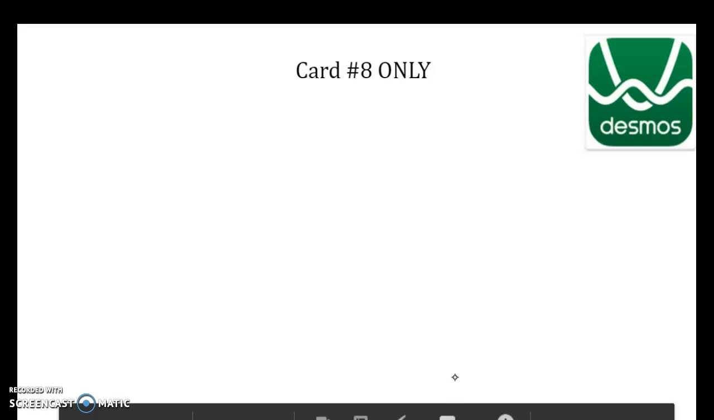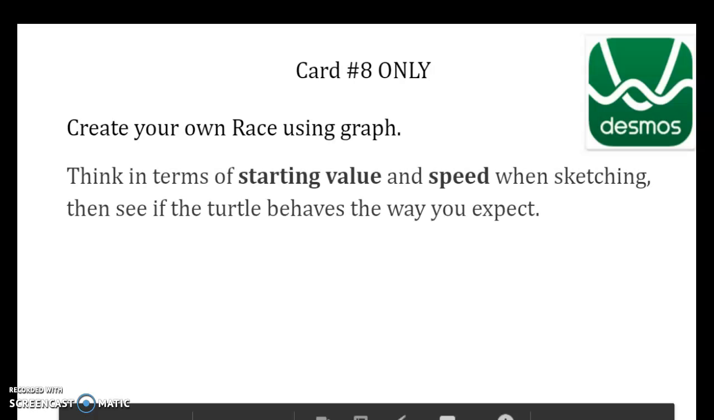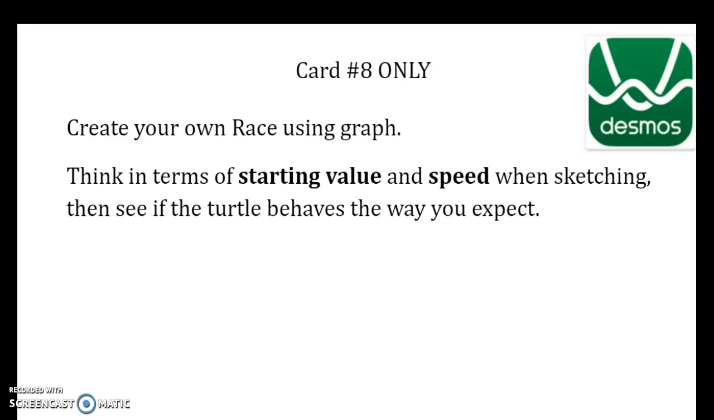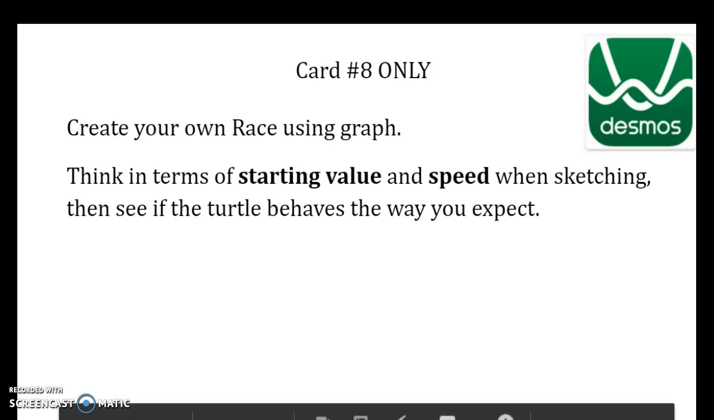So now you're going to do cut 8 of the decimals, and you're going to be creating your own race through graph. So think in terms of starting value and the speed when sketching, and then see if the turtle behaves the way you expect. Just plan for a turtle to behave in a certain way, and then when you submit or when you're testing, you can tell if it is indeed behaving the way you expect it to.